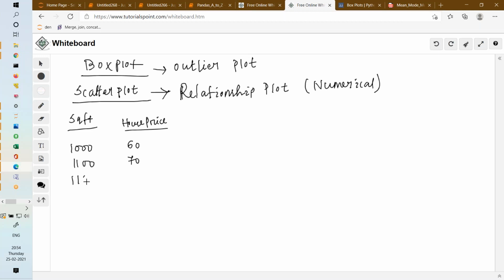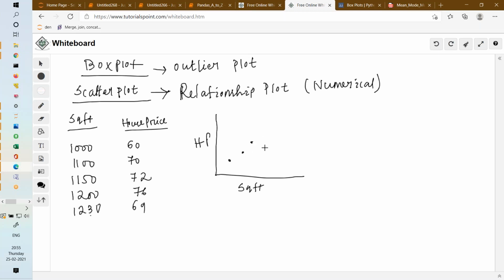Square feet is 1150, house price is 72. 1200, house price is 76, and so on. So if I plot this data in X and Y, let's say X-axis is my square feet and Y-axis is my house price. Do you agree that I will get some pattern like this? Let's say this is 1230 and this is 69, and so on. So let's say 60, 70, 72, 76, 69, right?